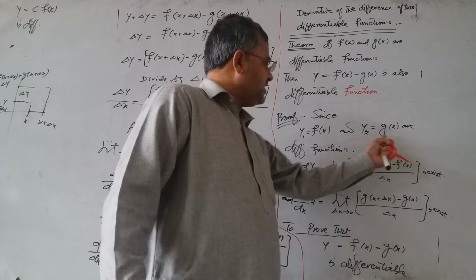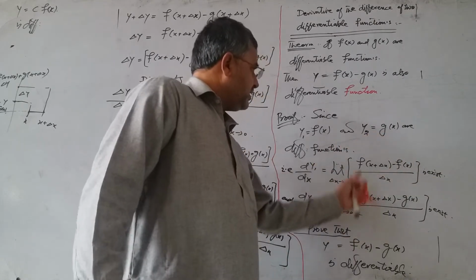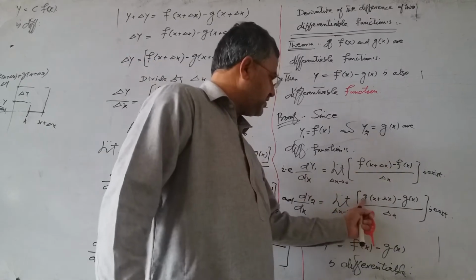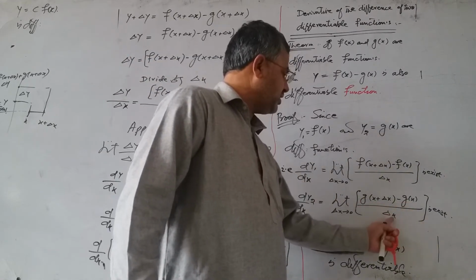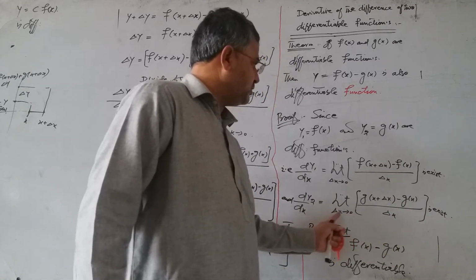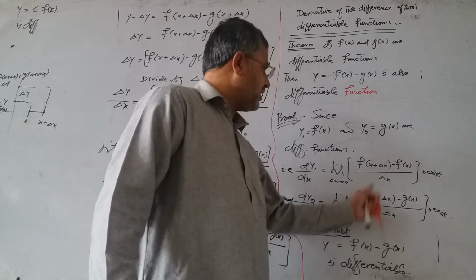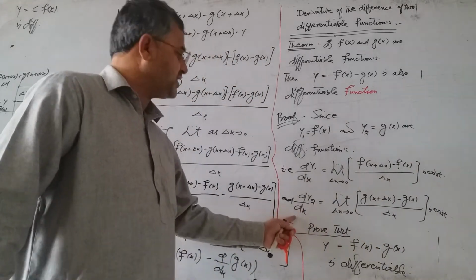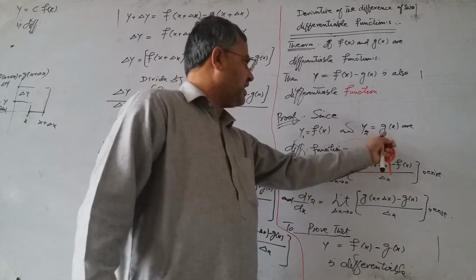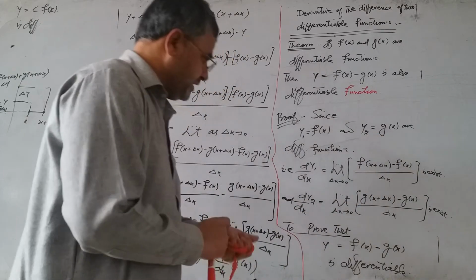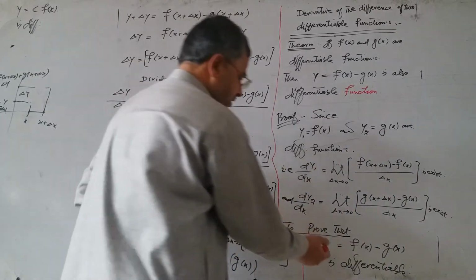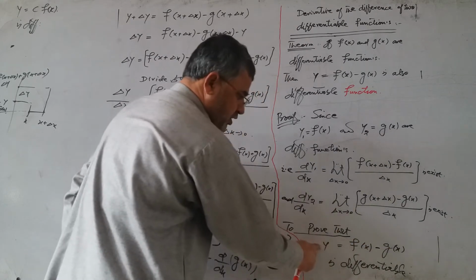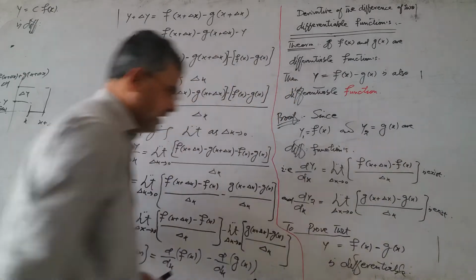differentiable. Therefore, according to the definition of the derivative, the limit of g of x plus del x minus g of x, the whole divided by del x, when del x tends to 0, exists and is called the derivative of the function y2 with respect to x, or the derivative of g of x with respect to x. To prove that the difference of the functions f of x and g of x, which is equal to y, is also differentiable.